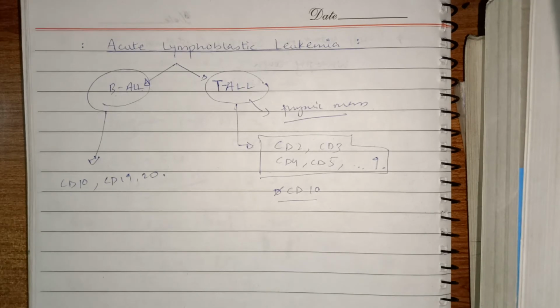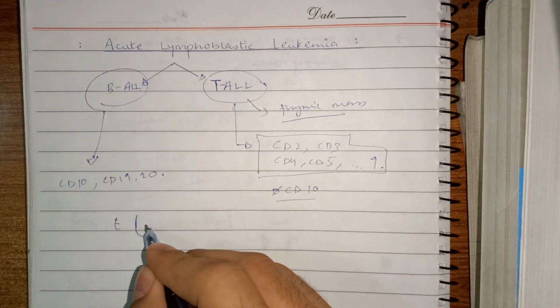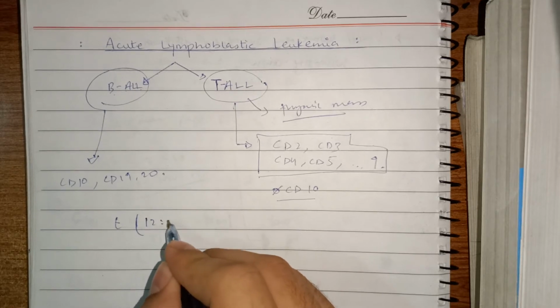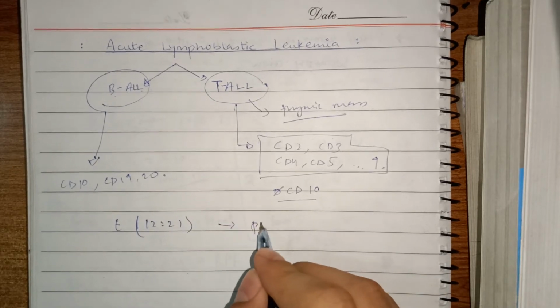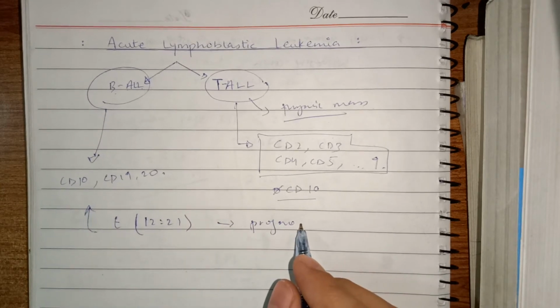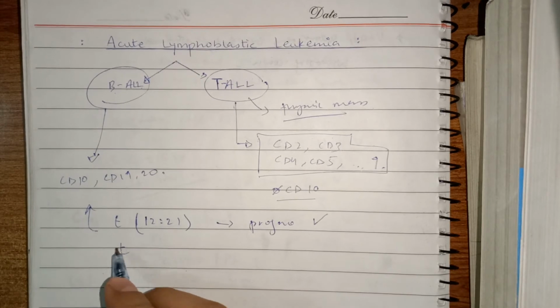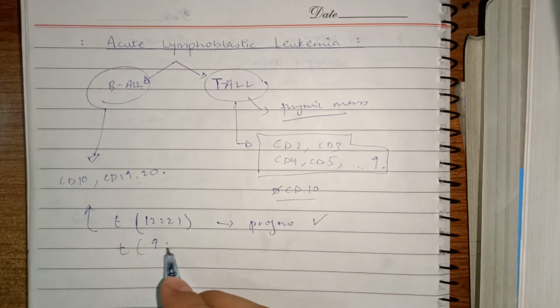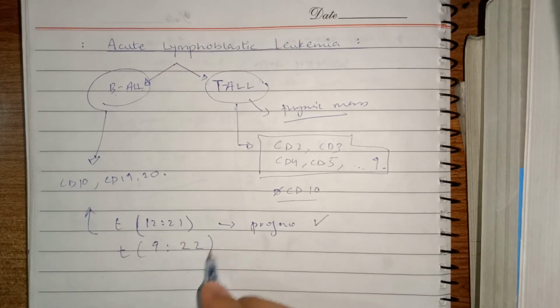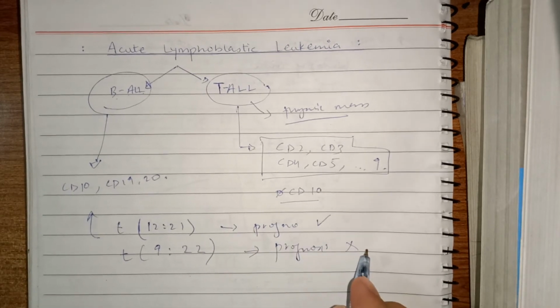The prognosis basically depends on the cytogenetic abnormalities. If the translocation is of chromosome 12 and 21, the prognosis is very good. I'm talking about B-ALL. The prognosis is very good, whereas if the translocation occurs in chromosome 9 and 22, then the prognosis is poor, right?